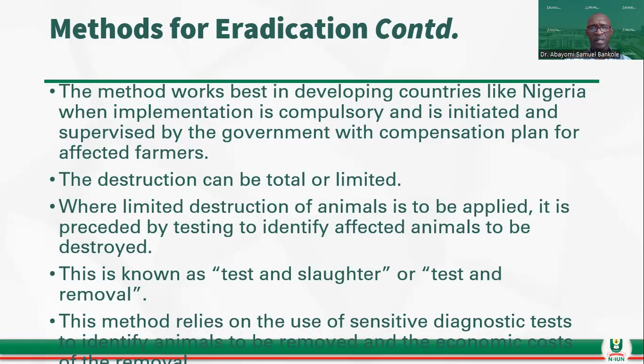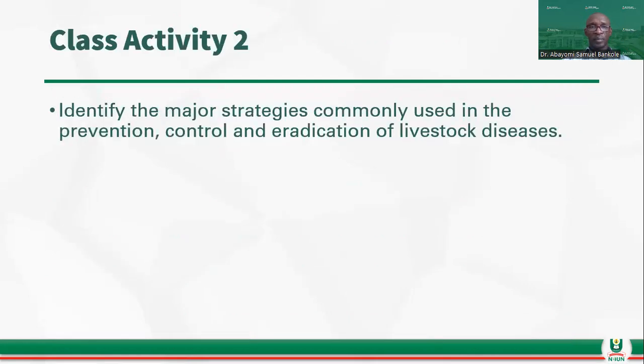And the method works best in developing countries like Nigeria when implementation is compulsory and is initiated and supervised by the government with a compensation plan for the affected farmers. Now, the destruction can be total or limited. When limited destruction of animals is to be applied, it is preceded by testing to identify affected animals to be destroyed. This is known as test and slaughter or test and removal. This method relies on the use of sensitive diagnostic tests to identify animals to be removed and the economic cost of the removal.